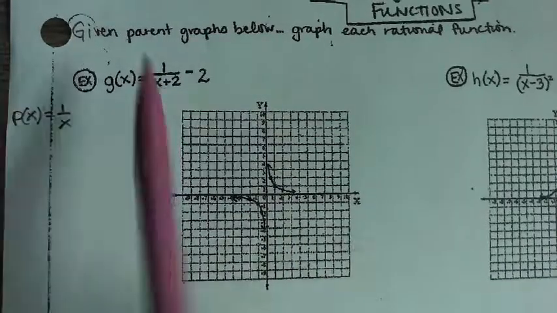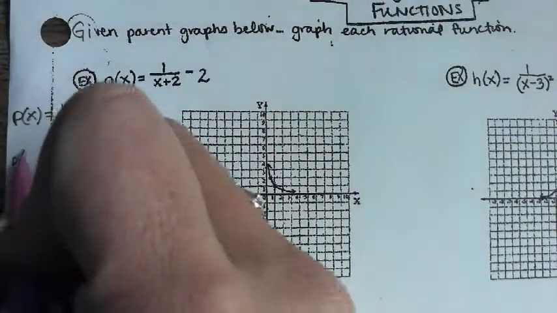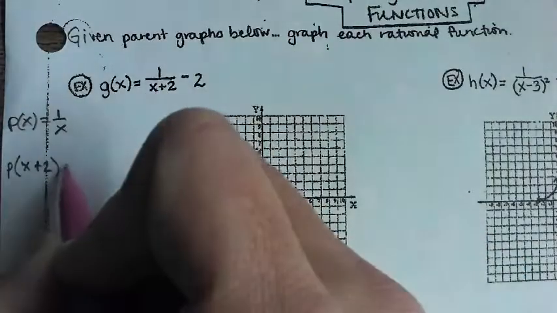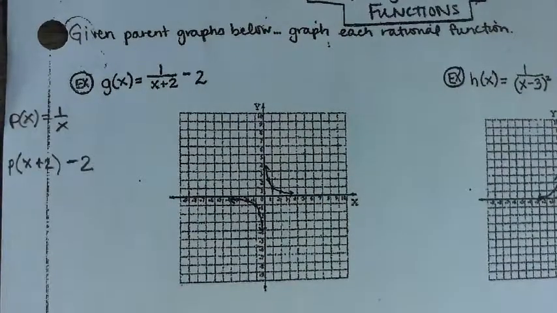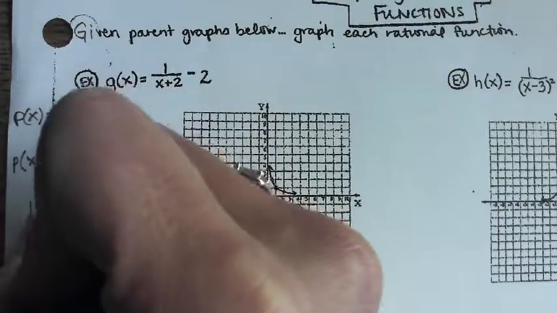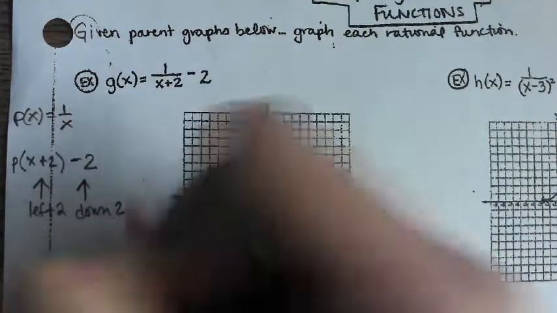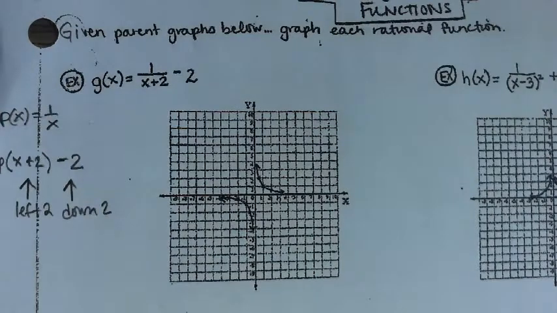Here's the left 2. That's essentially what happened: P of X plus 2. So we plugged an X plus 2 in and then subtracted 2 after the fact. So there's our left 2 and there is our down 2. Now, when you shift with asymptotes being involved, I highly recommend you first look at where your new asymptotes are.